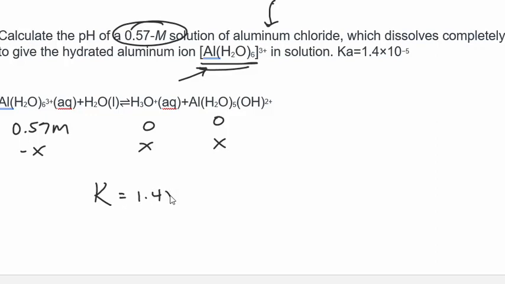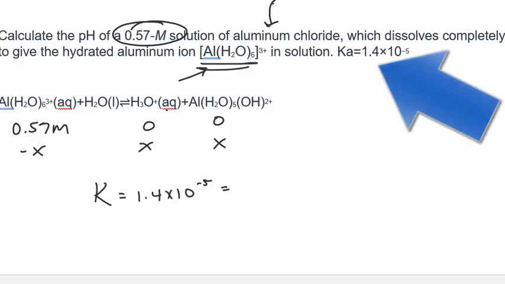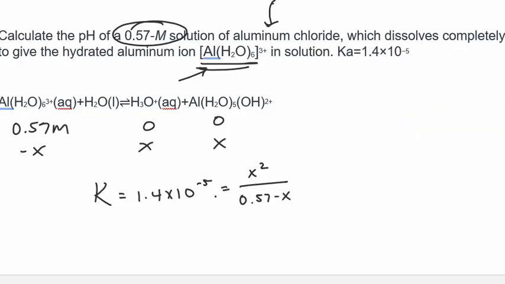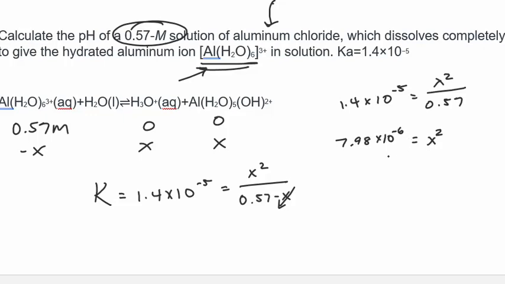So the Ka is going to be equal to 1.4 times 10 to the negative 5, which is going to be equal to my products, which is going to end up X squared at equilibrium, divided by 0.57 minus X. Now we're pretty close here to being able to simplify this. I'm going to go ahead and simplify it. So that means my 1.4 times 10 to the negative 5 is going to be equal to X squared over 0.57. I'm going to multiply both sides by 0.57 and I end up with X squared is equal to 7.98 times 10 to the negative 6. I'm going to take the square root of that value and I get X is equal to 2.82 times 10 to the negative 3rd. I do have more digits here, I'm just holding on to them, and that is a molarity, and that is the concentration of the hydronium ion at equilibrium.